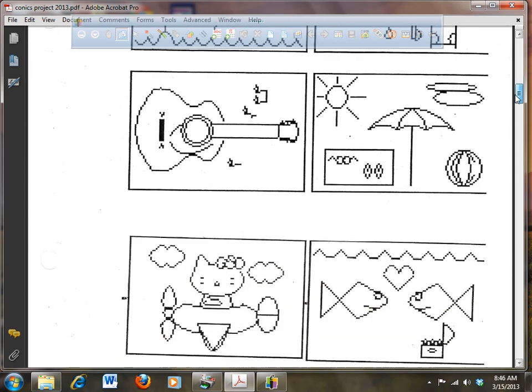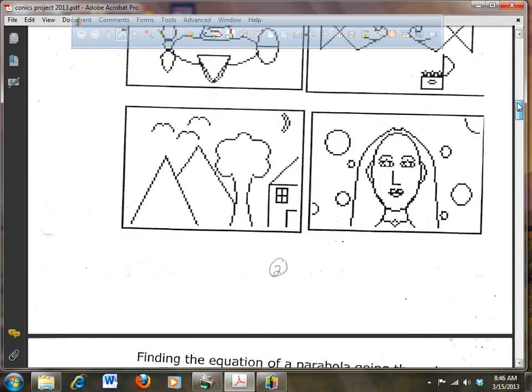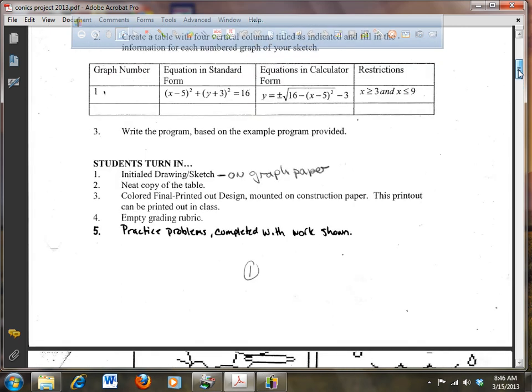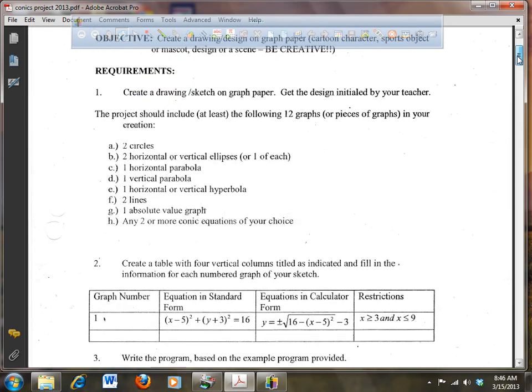These are all done with their graphing calculators. Okay, and stop popping the bubbles, please.